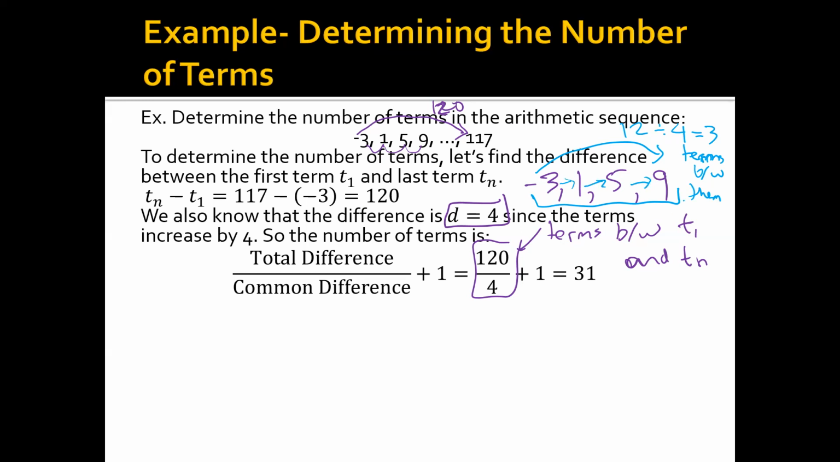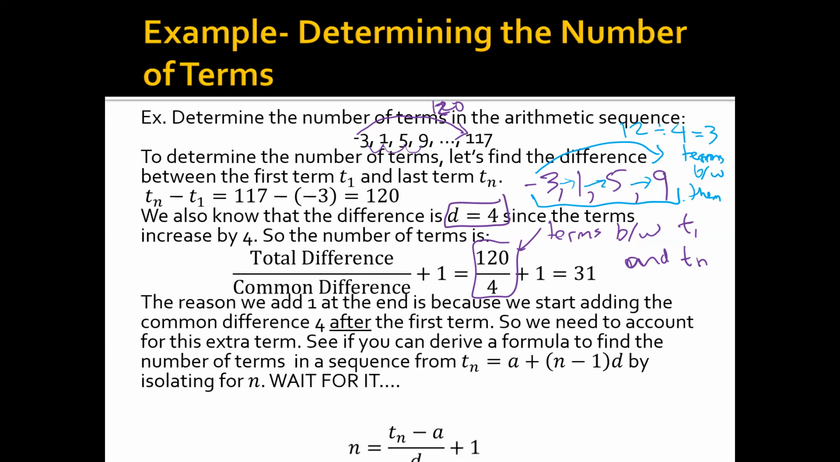So the reason we have to add the 1 there is because we don't start adding the common difference of 4 until after the first term. So because of that, we need to consider the fact that we didn't add the common difference of 4 to get to the first term, but it still is in the list. So just like with the same rationale as before, we have to add the 1 because we kind of miscounted, right? Think of it that way. We undercounted.